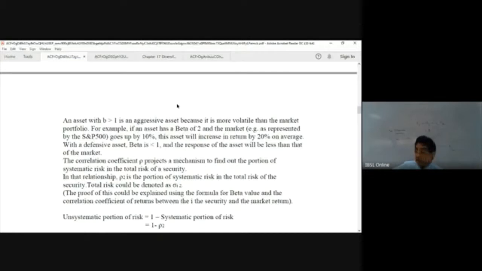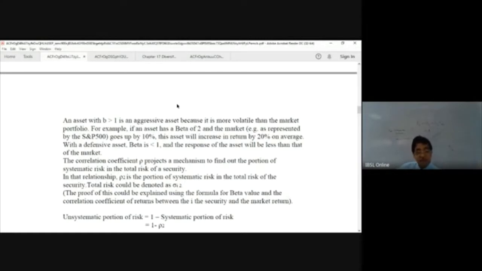Therefore, we can get the unsystematic portion of risk by deducting the systematic portion from 1. So for example, if you get rho squared as 0.64, then what is the systematic portion? 0.64 or 64%. Then what is the unsystematic portion? 36%. So that is how things are calculated.